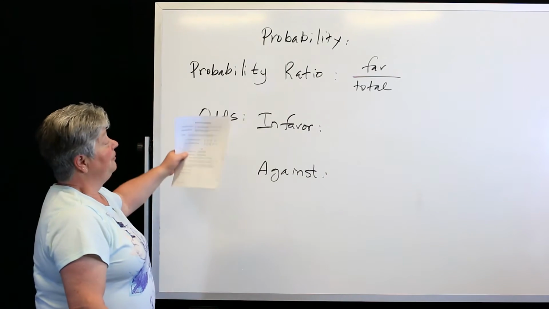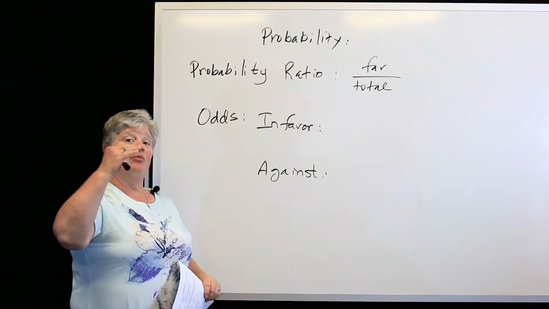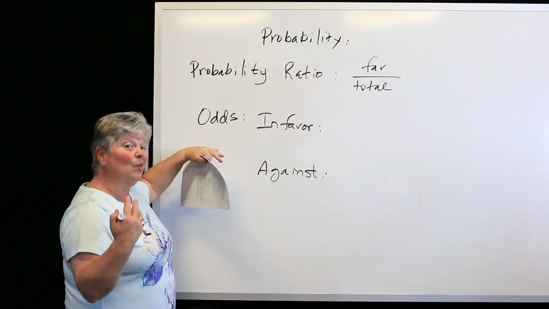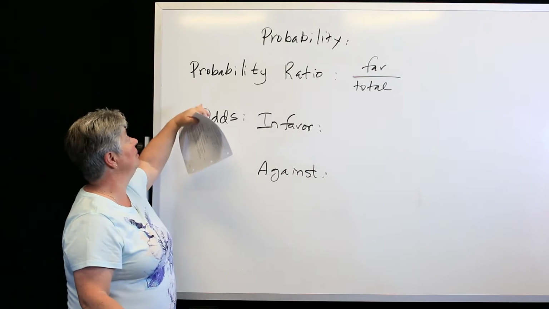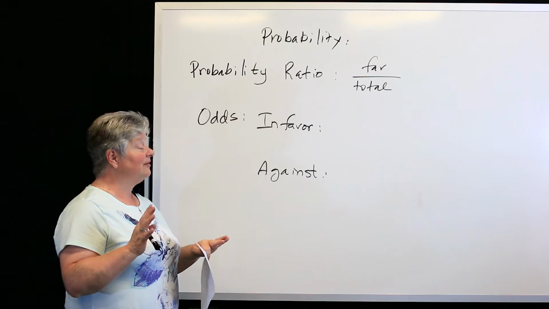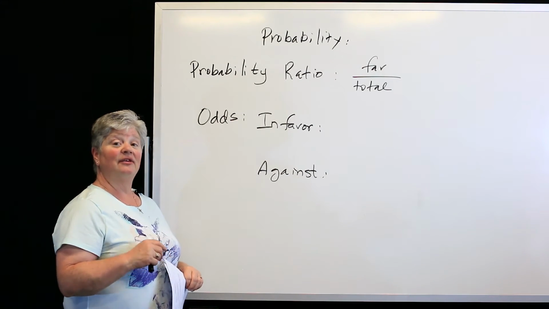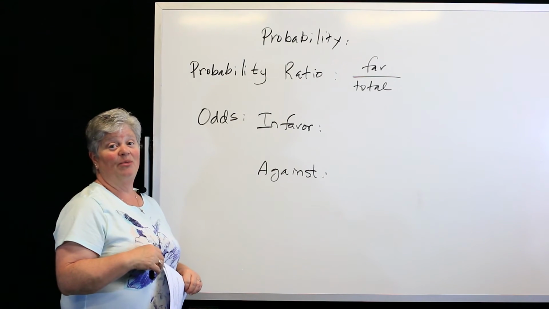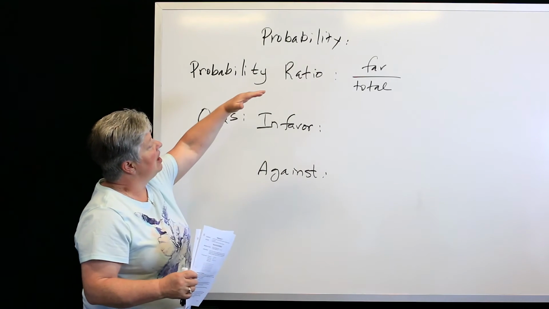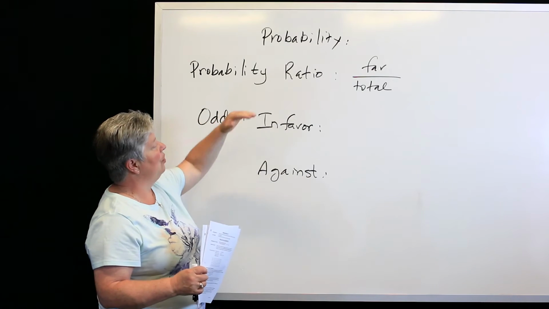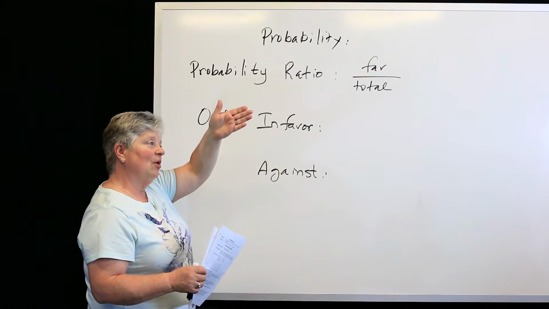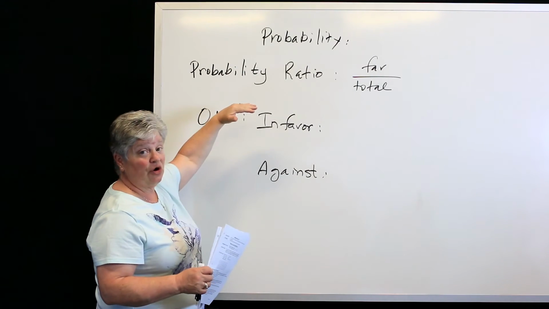Okay, so we've talked about the probability ratio as being favorable to total. Now we're going to talk about a concept called odds, which I think probably we hear maybe even more often than we do probability. I have to tell you, I don't know why odds are needed, because they really give us the same information that probability does, but it's just a different way of looking at the information. So when we talked about probability as being favorable to total, what we're looking at with odds is more of a ratio of this to this, not out of total.